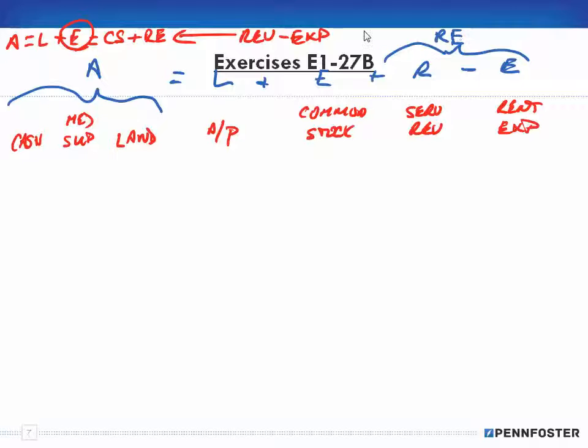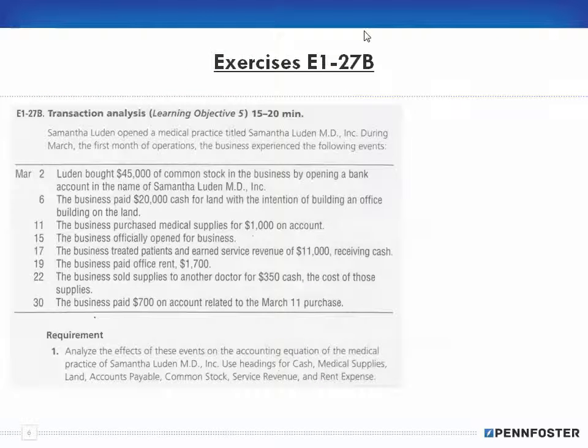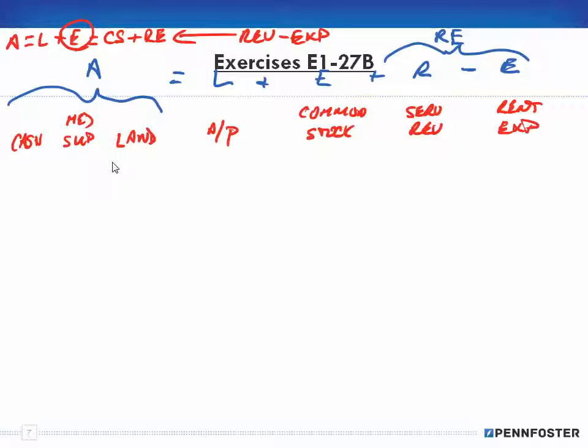All right, so jump back up, and it says she bought 45,000 of common stock in the business by opening a bank account in the name. All right. So if she buys 45,000 in common stock, let me see if I can draw a straight line across this here. Not so easy with the digital pen. Okay. So she buys $45,000 of common stock.